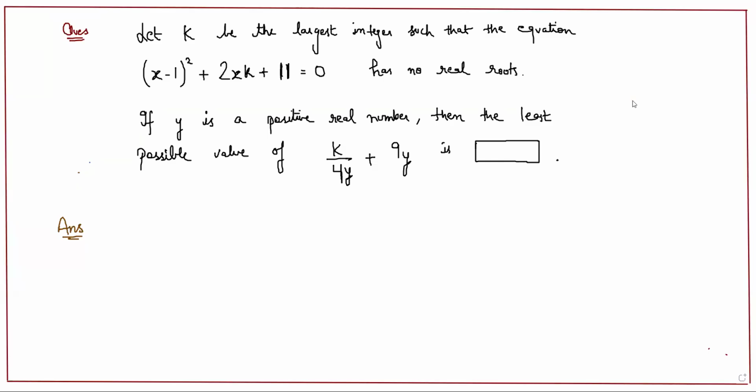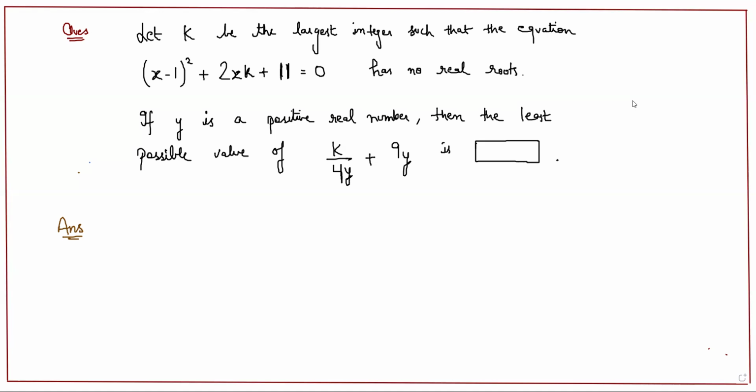All right, so let's start this question. The question is: let k be the largest integer such that the equation (x minus 1) whole square plus 2xk plus 11 equal to 0 has no real roots. If y is a positive real number, then the least possible value of k divided by 4y plus 9y is how much? It is a very beautiful question because there is a quadratic equation and then there is a concept of arithmetic mean and geometric mean. So both the concepts will be revised here.